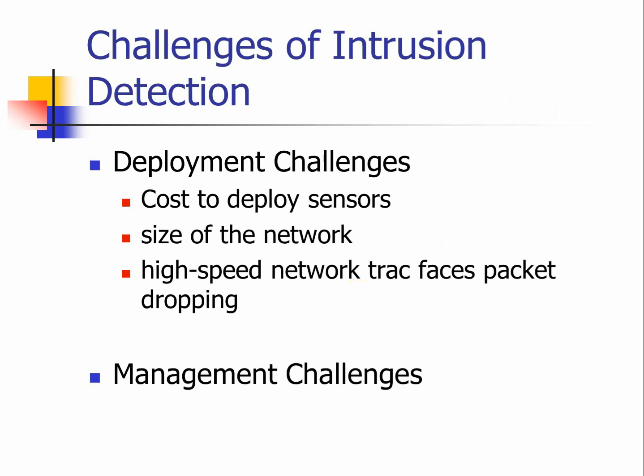So, of course, there are a lot of challenges that you would see. There are majorly 5 different challenges. The first one is the deployment challenges. Deployment challenges indicating that when you try to place your sensors, they are costly, depending on the size of your network. If your network is small, then that's fine.